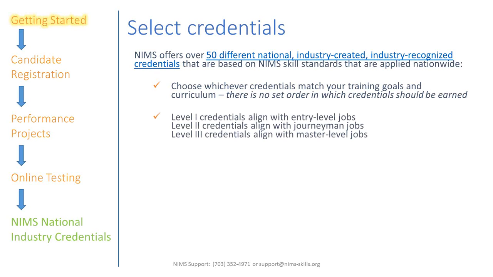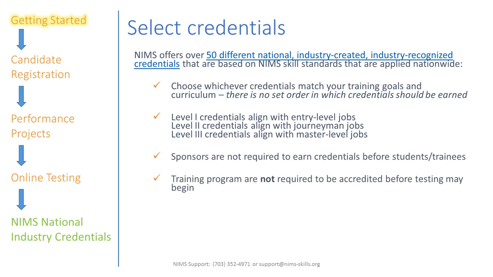There is no order that NIMS credentials have to be earned in. Level 1 credentials are designed to meet entry-level job skills, while Level 2 aligns with journeyman skills and Level 3 aligns with master-level work. Sponsors do not need to earn certificates before their trainees or students, and training programs are not required to be accredited by NIMS.